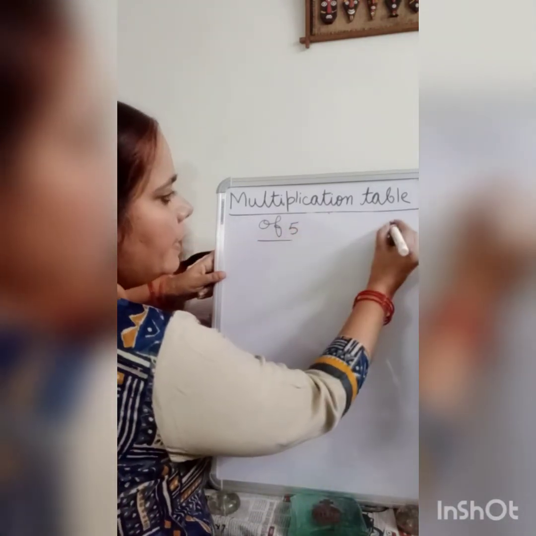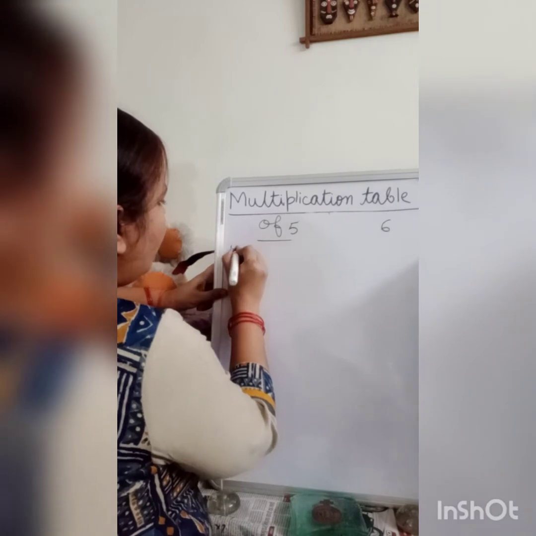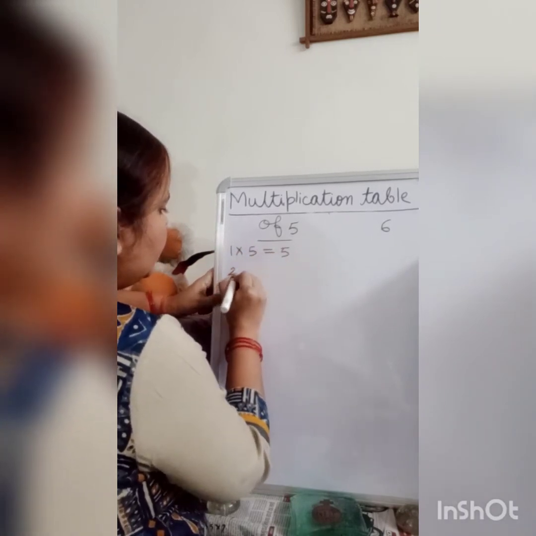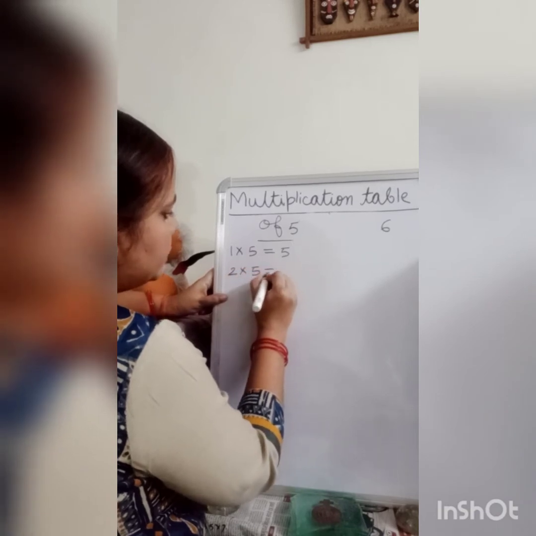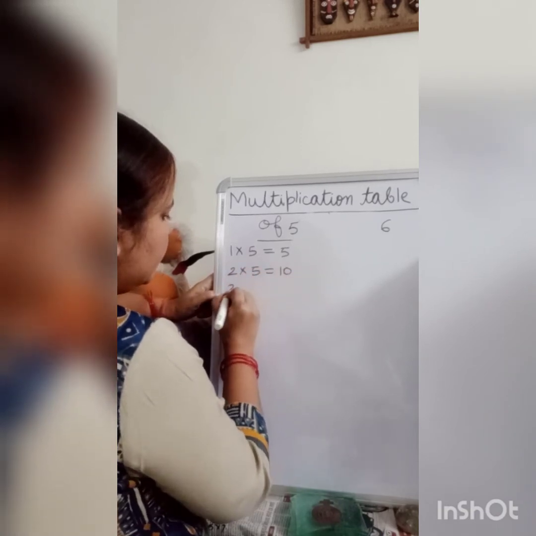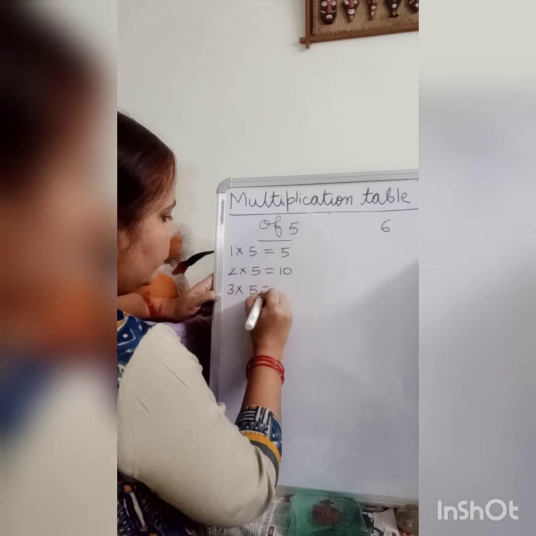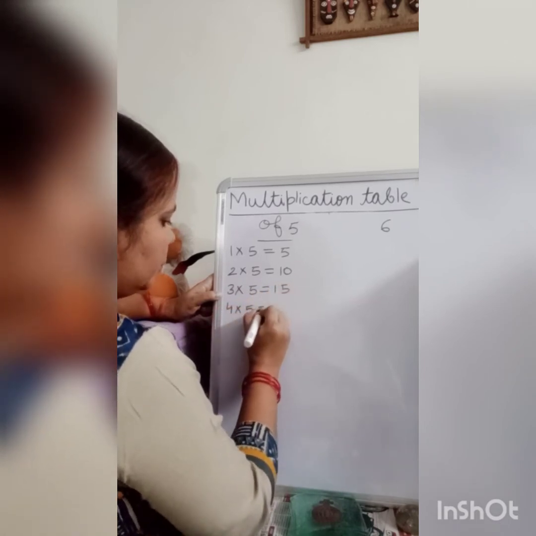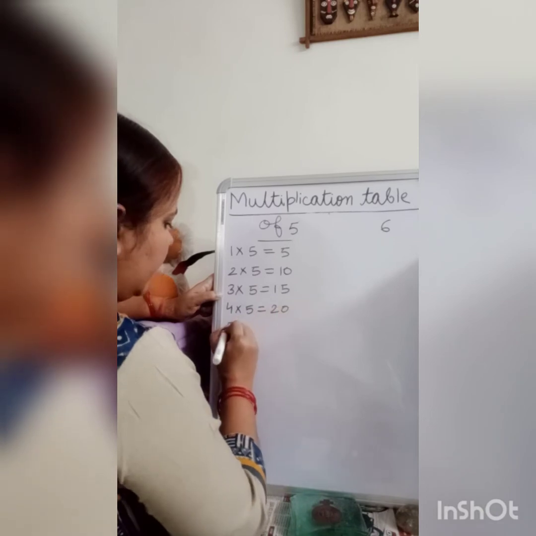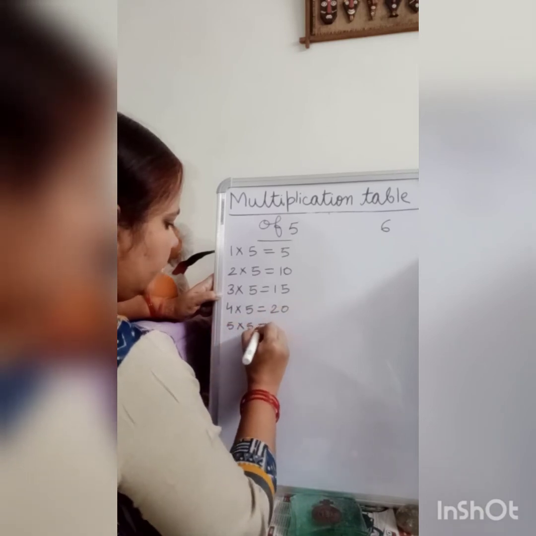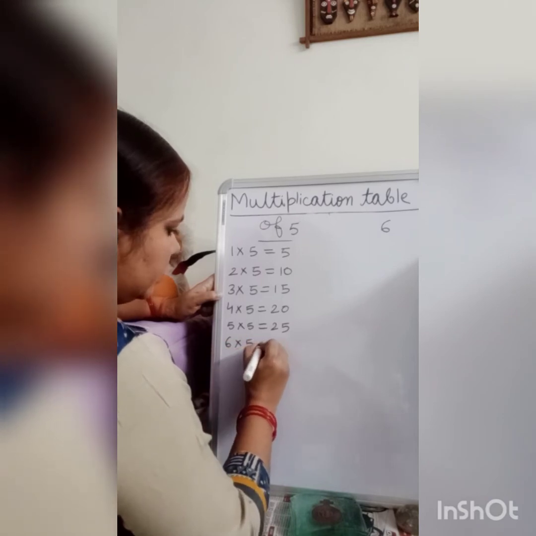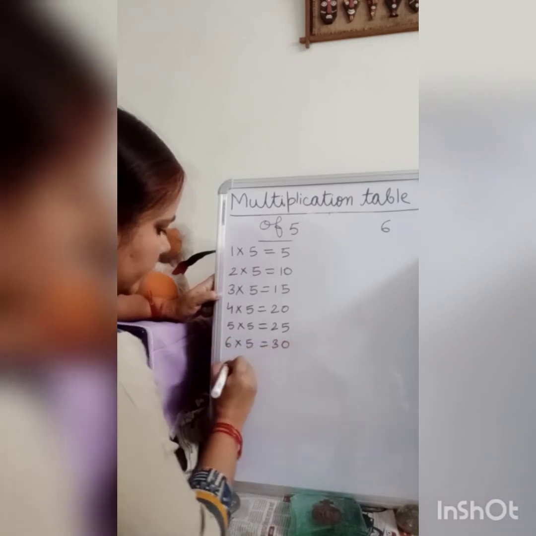First 5 and this side 6. 1 times 5 is equal to 5. 2 times 5 is equal to 10. 3 times 5 is equal to 15. 4 times 5 is equal to 20. 5 times 5 is equal to 25. And 6 times 5 is equal to 30.